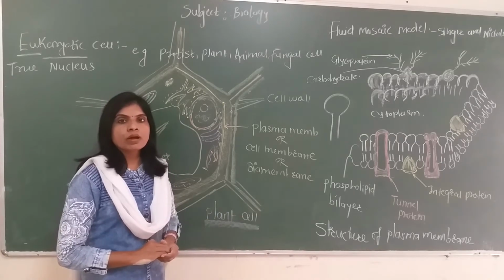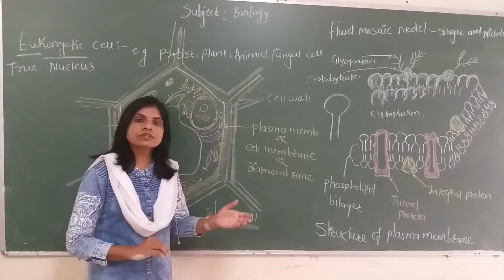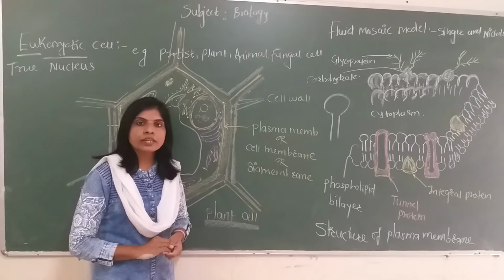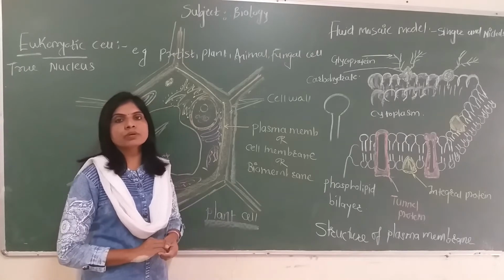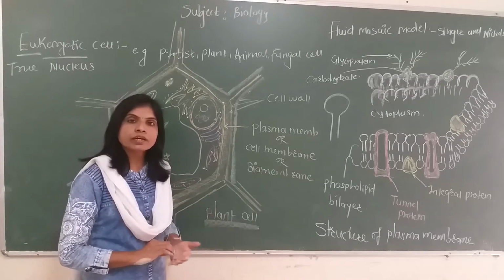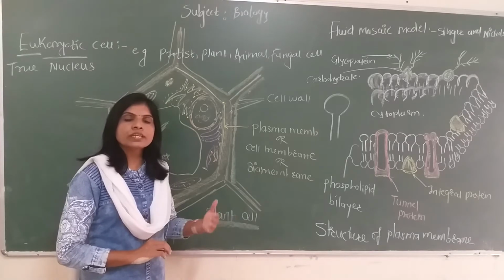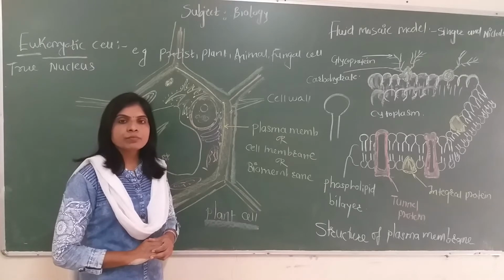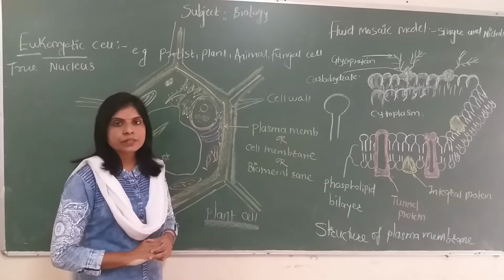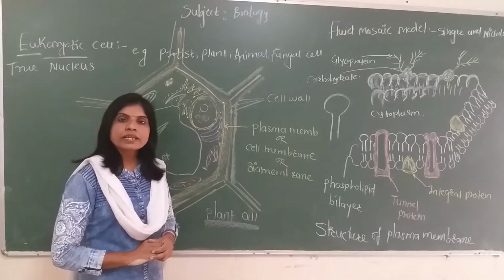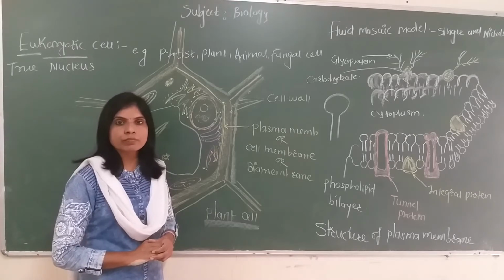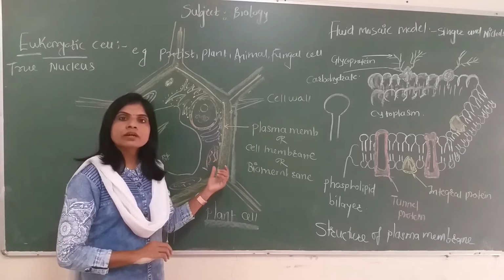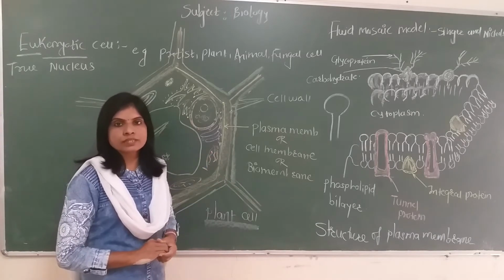It is made up of lipids and proteins, so its structure is also called lipoproteinous. The protein and lipid composition varies per cell. For example, in the human red blood corpuscle, the composition is 40% lipid and 52% protein. It varies per cell, and by nature it is a selectively permeable membrane. It allows the movement of substances across the membrane as per the need of the cell.